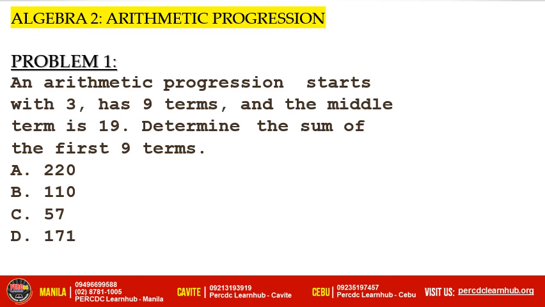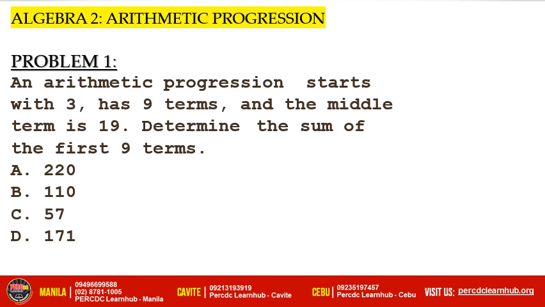Okay? So, problem 1: an arithmetic progression starts with 3, has 9 terms, and the middle term is 19. Determine the sum of the first 9 terms. So, yung A1 niya, yung first term niya is 3, tapos may 9 terms sila, and then yung middle term is 19. So, ang tanong, ano yung middle term na yon? What nth term yung middle term na sinasabi? Okay? Determine the sum of the first 9 terms.